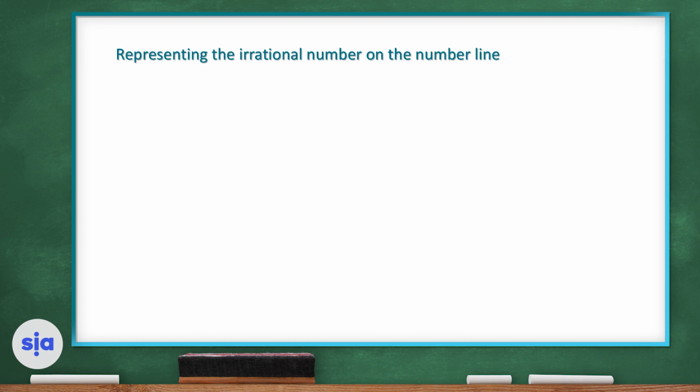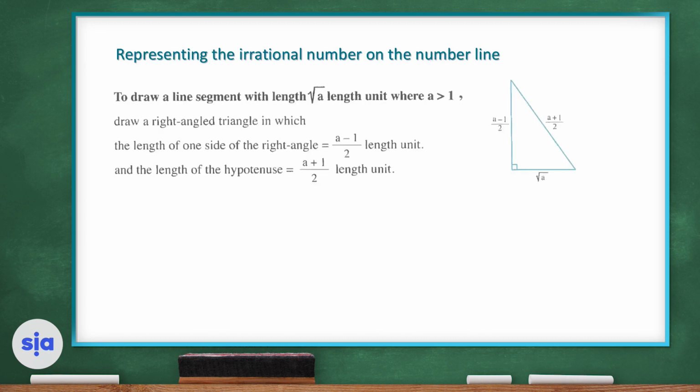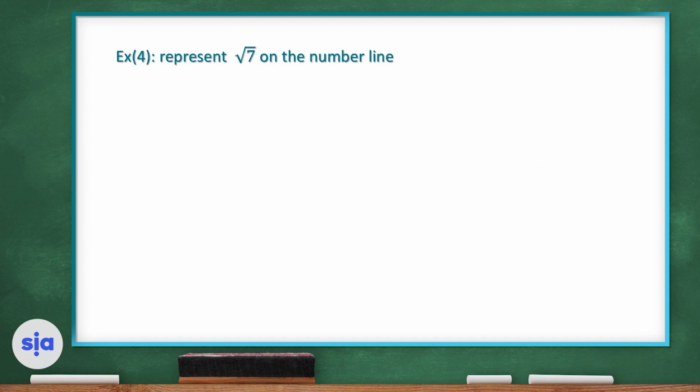How can we represent the irrational numbers on a number line? As you can see here, to draw a line segment with length of square root of a length units, where a is greater than 1, draw a right angle triangle in which the length of one side of the right angle equals a minus 1 over 2 and the hypotenuse is a plus 1 over 2.